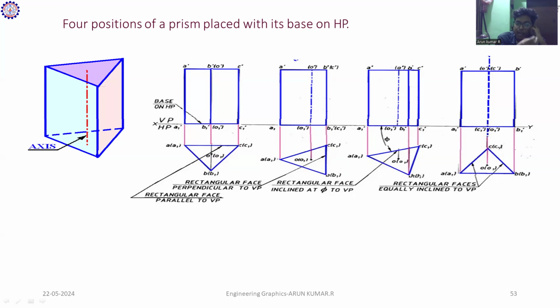So how do we construct this diagram? In the first diagram, the triangular face is parallel to HP. They mention this in the problem. The rectangular face is parallel to VP. How to construct this? If it is a triangle, it has three sides. You have to take any one side, and that one side is parallel to VP. So I take it here.